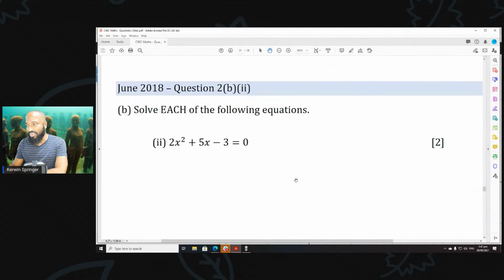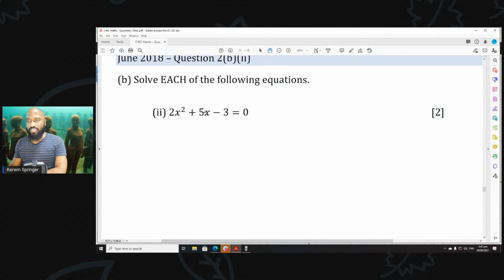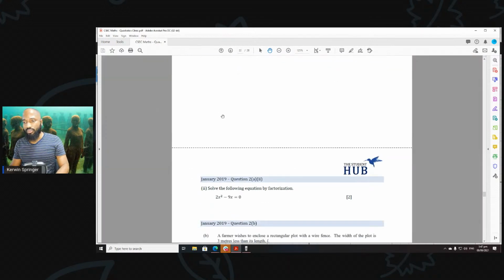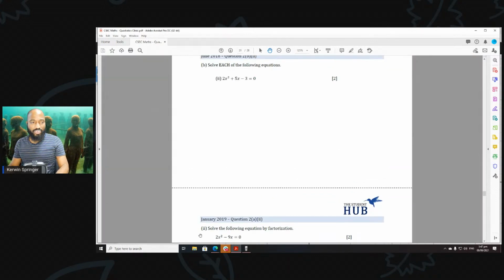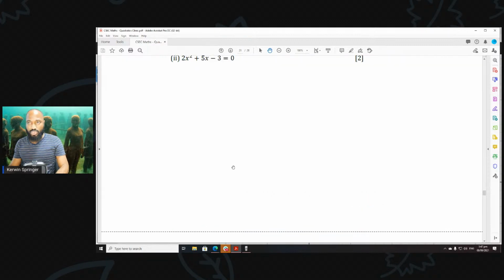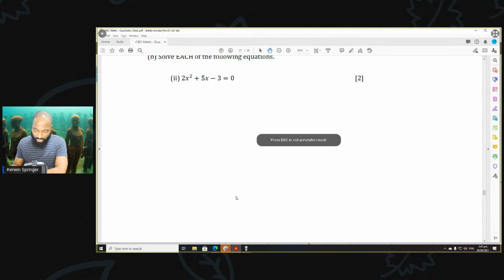We'll see if we see anything looking new and fantastic. Solve each of the following equations. Solve the following equation by factorizing. Oh, this is a little different. It's easier. I want to show you how to do those as well. So solve this equation really quickly now.